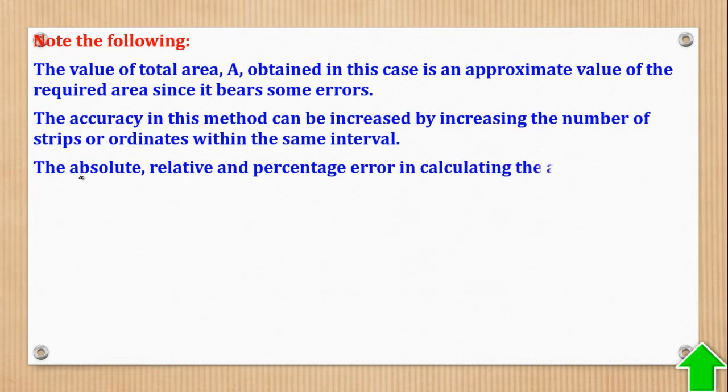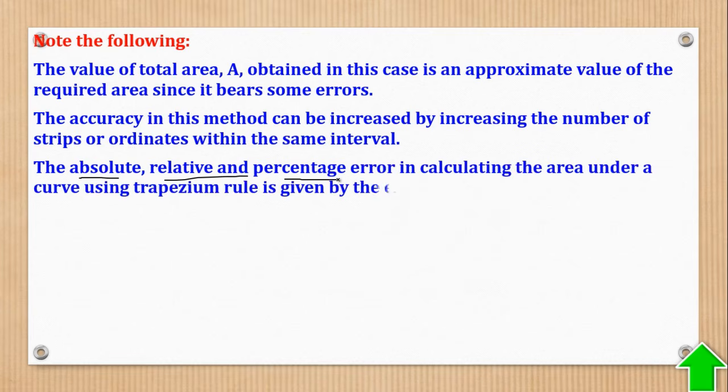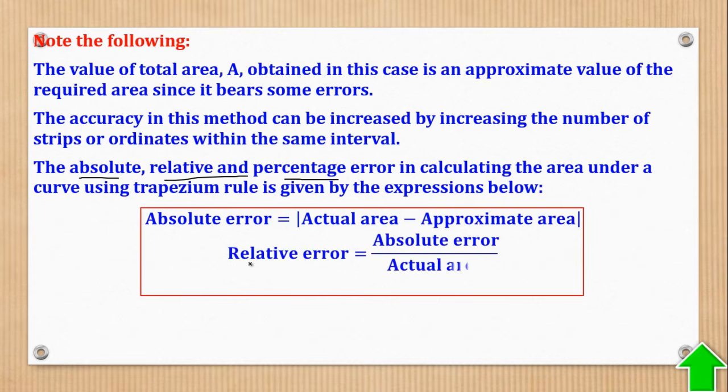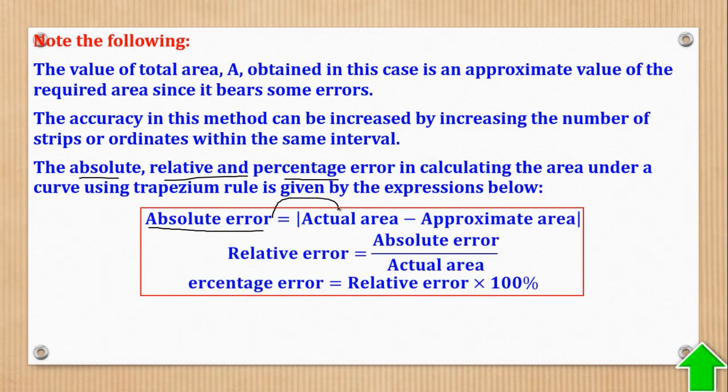So the absolute, relative and percentage errors in calculating the area under the curve using trapezium rule can be given by the following expressions. So I believe this formula for absolute error, you know it: actual area minus approximate, exact value minus approximate value.